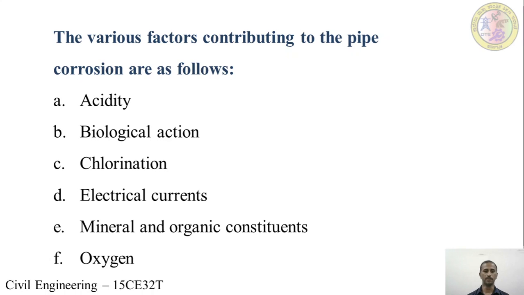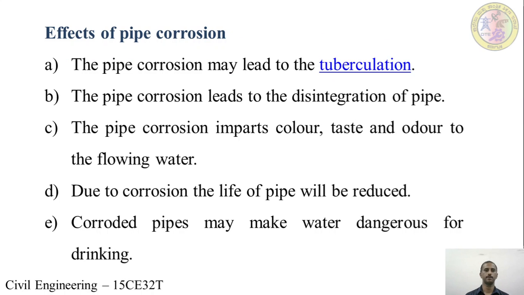Oxygen. Oxygen is present in both corrosive and non-corrosive water. Oxygen is not the sole reason for the corrosiveness of water. So these are all the factors which contribute towards pipe corrosion. Next is effects of pipe corrosion. First one is the pipe corrosion may lead to tuberculation.